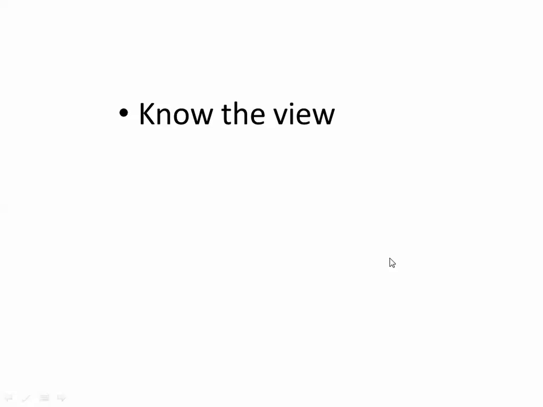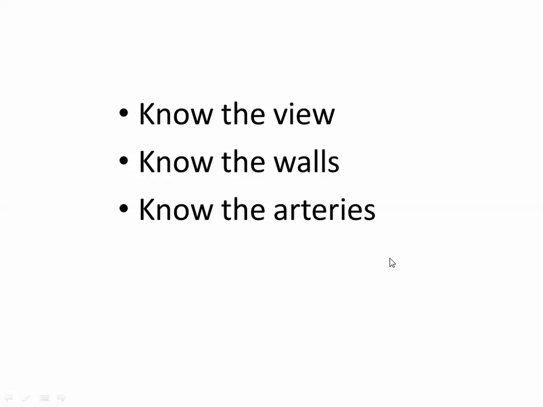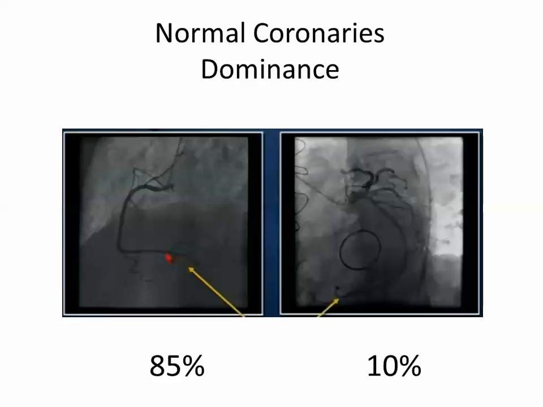So know the view, LAO or RAO, know the wall. What's this wall? So you will know the artery supplying this wall. This is normal dominance.